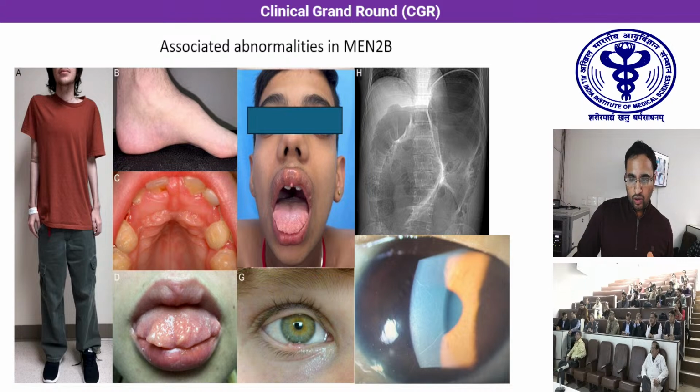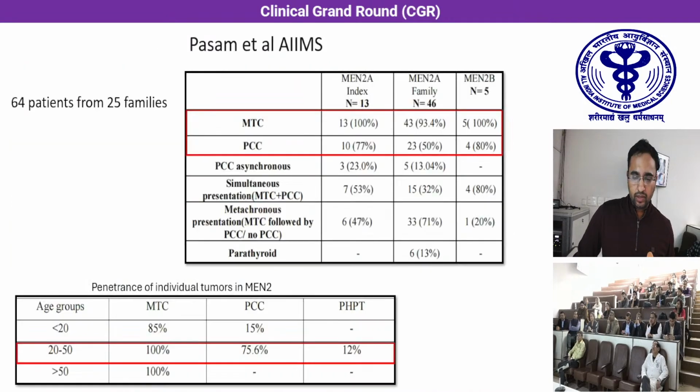In MEN2B, which is also known as MEN3 syndrome, various clinical phenotypes seen apart from medullary thyroid carcinoma and pheochromocytoma are Marfanoid habitus, pes cavus, high arched palate, mucosal neuroma, dilated megacolon, and medullated corneal nerve fibers.